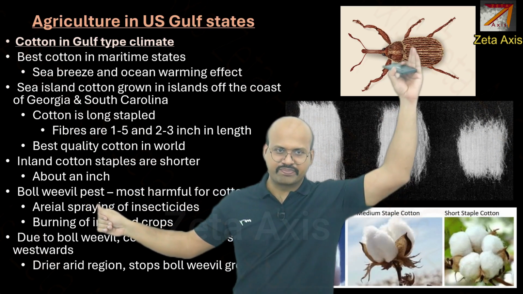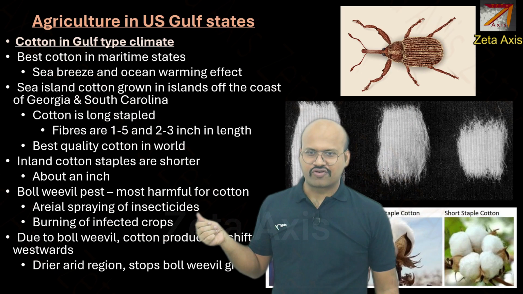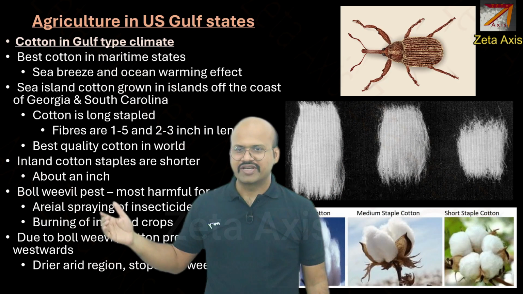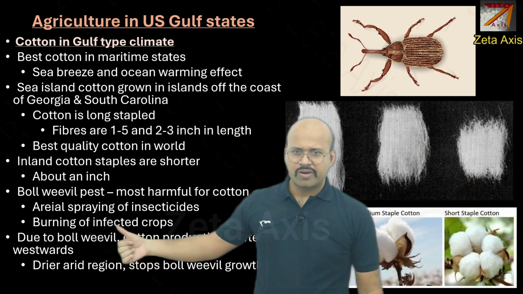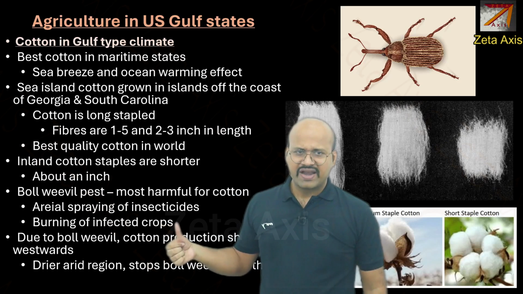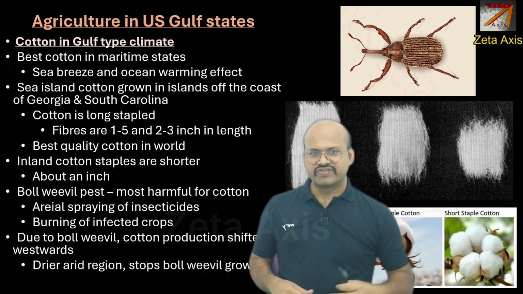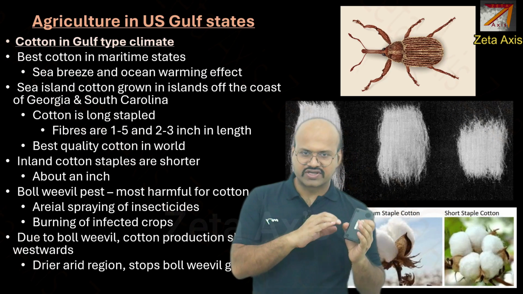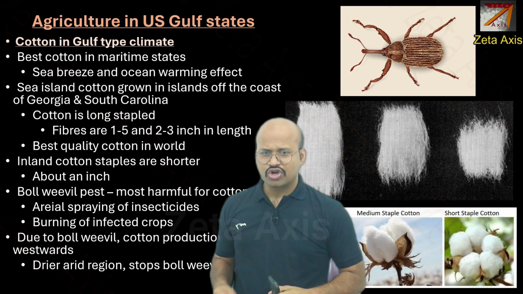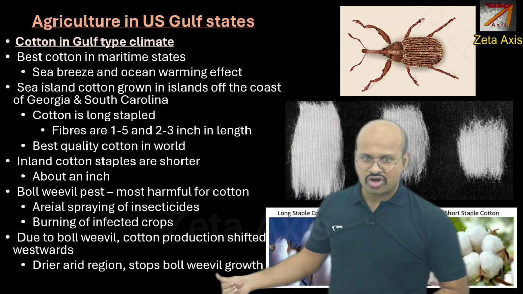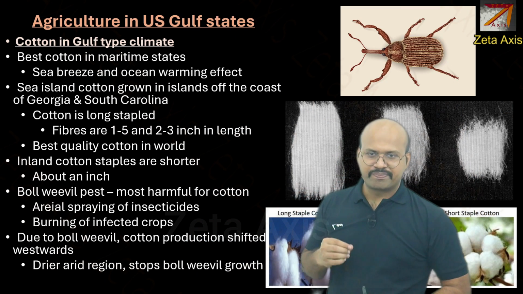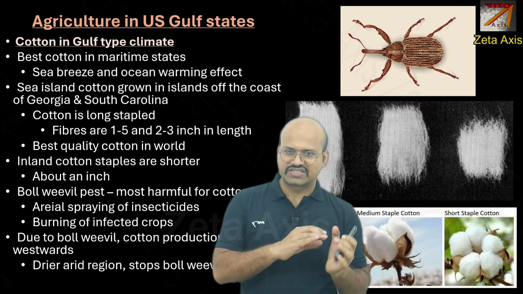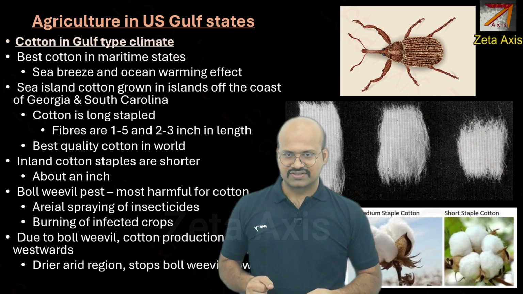Bollworm pest, this pest is the most harmful for cotton. They will destroy the cotton produce, and the only remedy is aerial spraying of insecticides or burning of the infected crops. And it is because of this infection of these bollworm pests that we will see the cotton produce has moved towards the western side, because drier and arid regions stop the growth of these pests. Therefore, we have seen that the cultivation of cotton has moved slightly towards the drier and warmer regions.